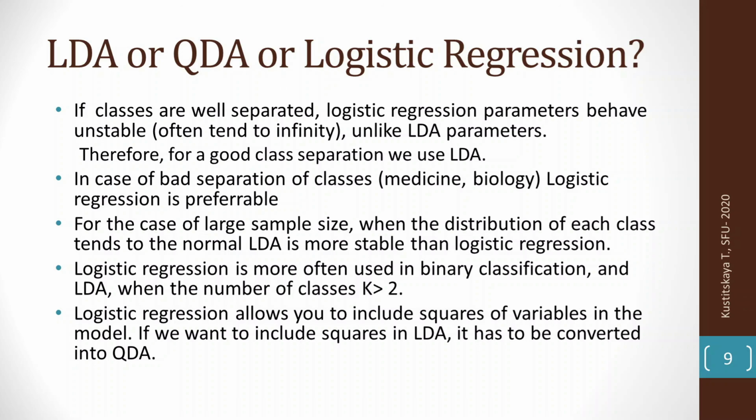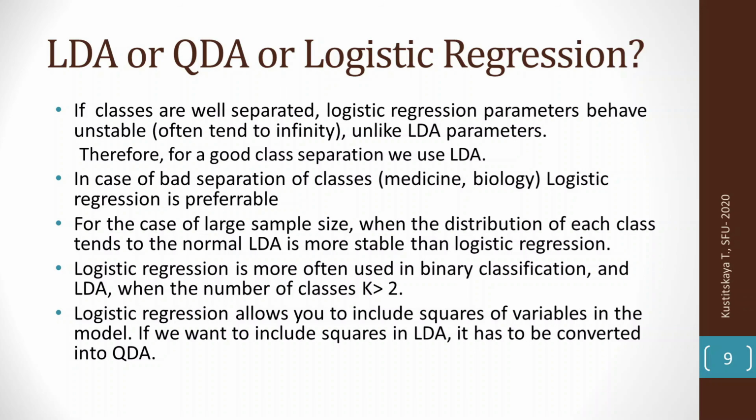Sometimes, often in medicine and biology, we have bad separation of classes, and that is why we will prefer logistic regression. For the case of large sample size, when the distribution of each class tends to the normal, linear discriminant analysis is more preferable because it is more stable than logistic regression. Also, logistic regression is often used in binary classification, whereas linear discriminant analysis is often used for the number of classes more than 2.